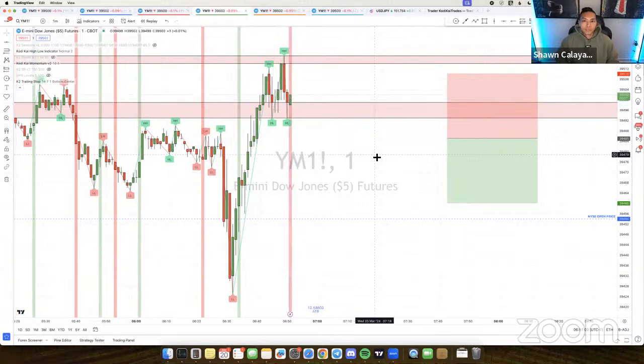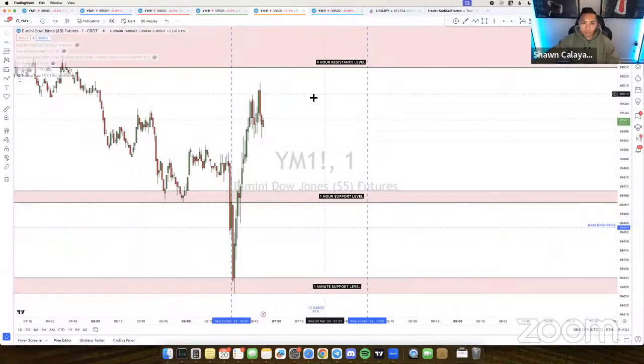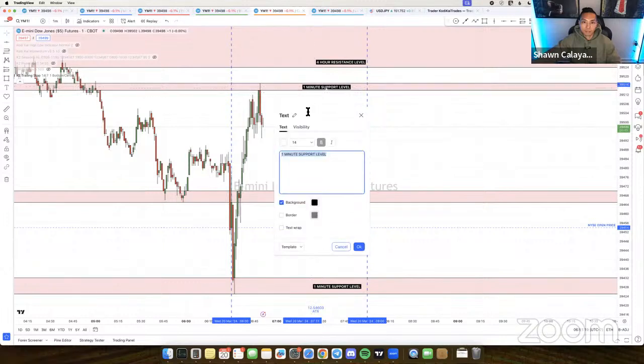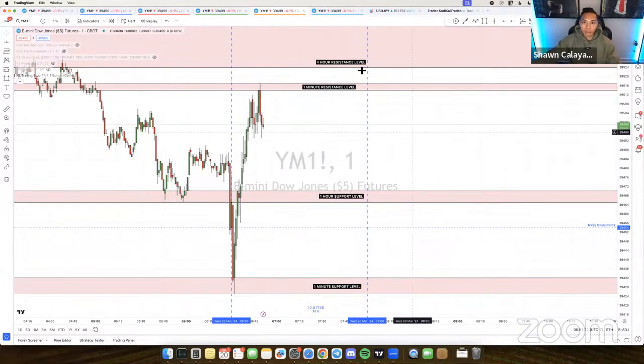All right, so price is rejecting off both ends now. Okay, so I'll do this now. I'll go to our clean chart. I'm going to mark this up as the 1 minute resistance level.